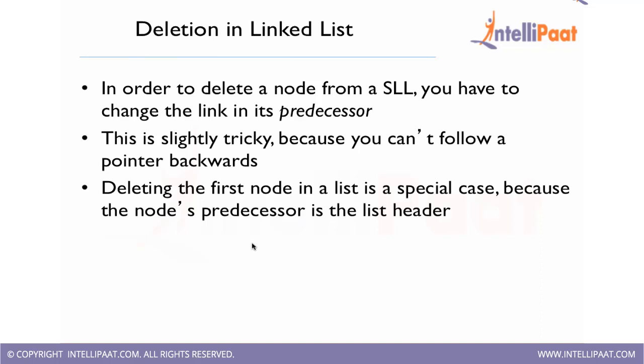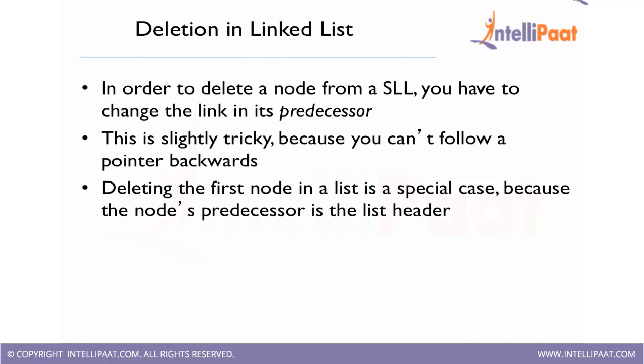So let's see how deletion works. In order to delete a node from a single linked list, you have to change the link of its predecessor. Predecessor means whatever node is before a particular node has to point to the node which will come after the node that we are deleting. A little bit confusing, but suppose there are three nodes A, B and C. A is pointing to B, B is pointing to C.